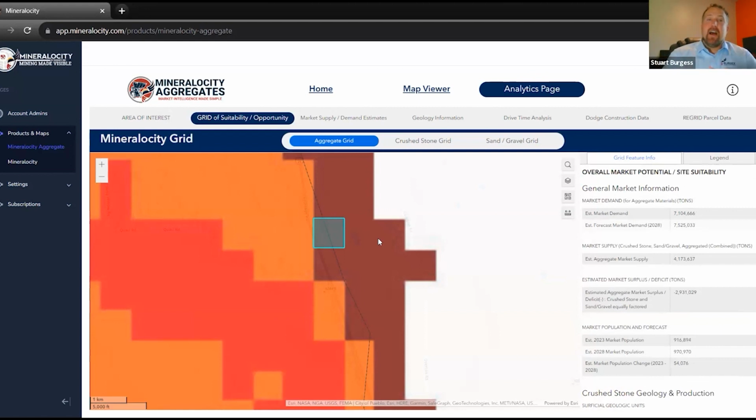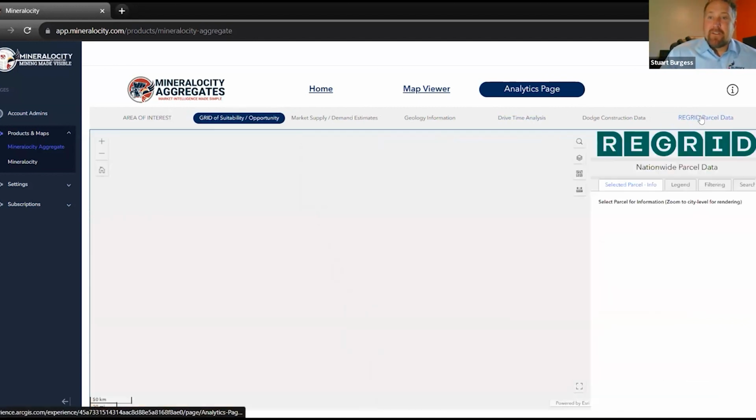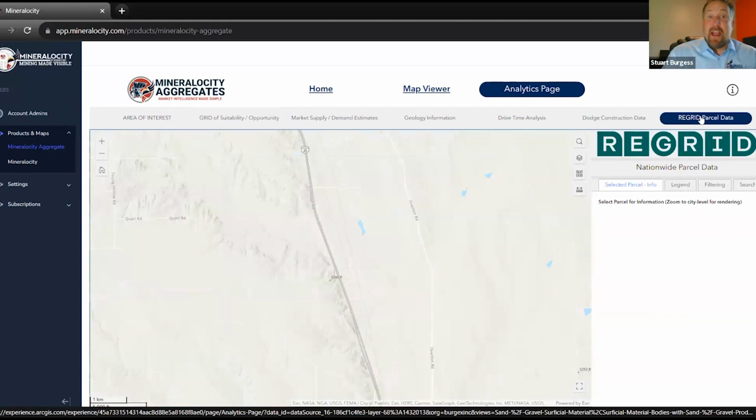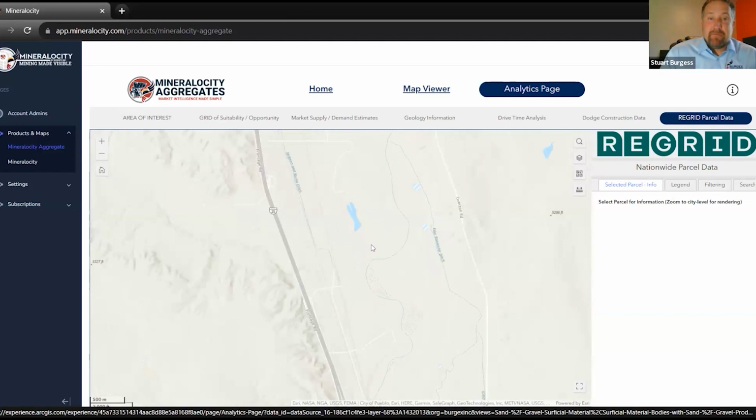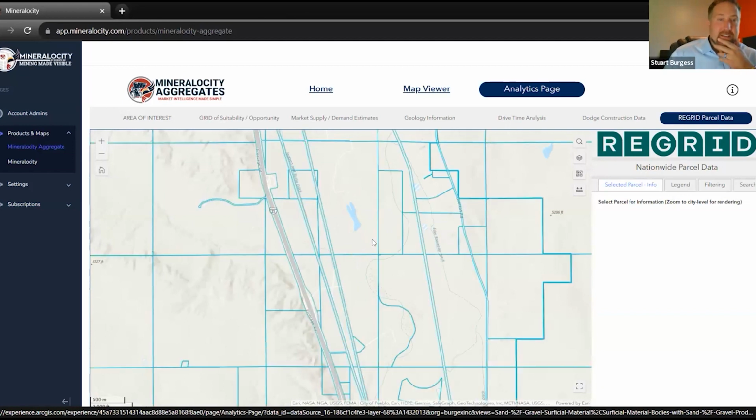But what do we do now? Now we know this is a good area. It's growing. We've identified an area along the rail that coincides with favorable geology. We've looked at the market. Let's take a minute and go over to the Regrid parcel data. And this is where we actually can get down into the site selection process.